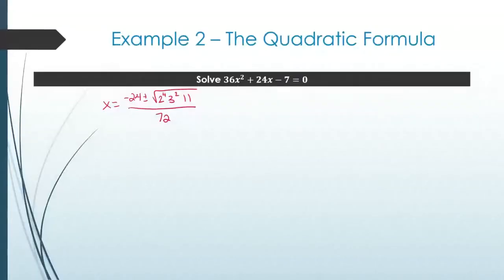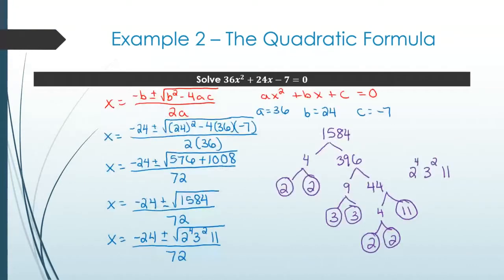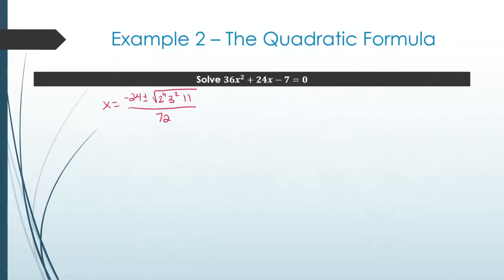Maybe. There it goes. Okay. So that should be matching, yeah, negative 24 plus or minus 2 to the 4th, 3 squared, 11 over 72. Yep, okay. So now we need to simplify that radical.